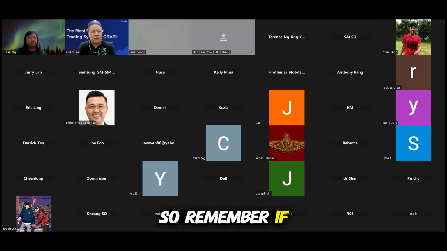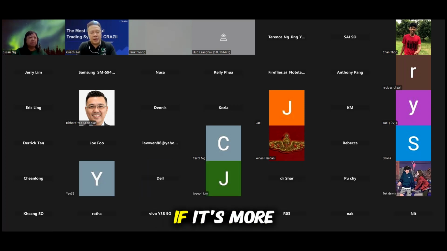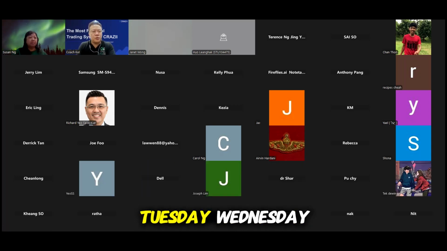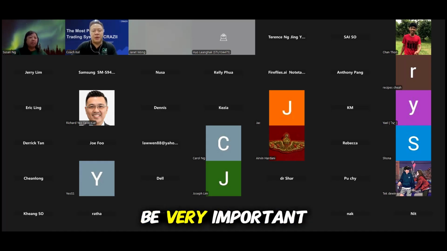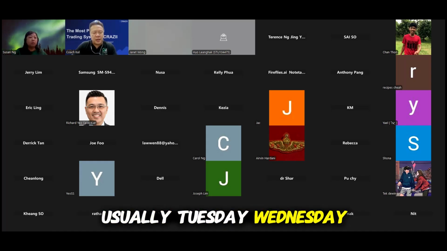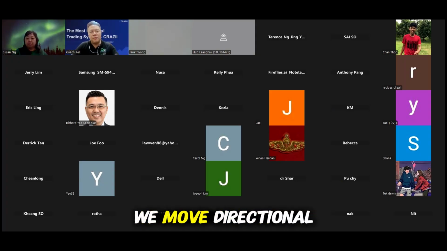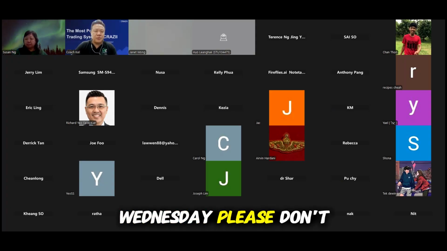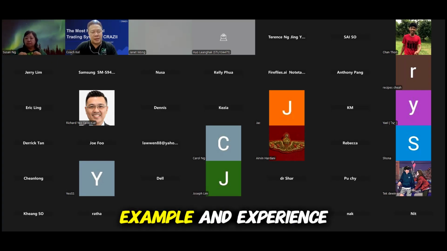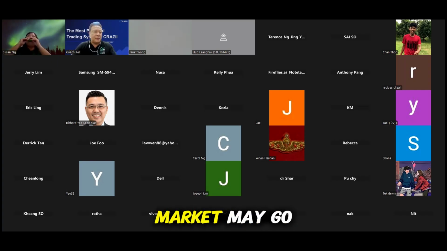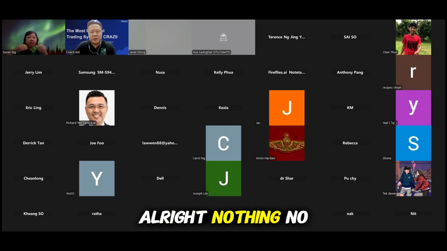Remember, if the market on Monday is more directional, Tuesday and Wednesday, please be careful because it's an FOMC meeting. This is going to be very important. Usually, if Monday moves directionally, on Tuesday and Wednesday please don't trade, or trade very small and take fast profit, because you will likely give back the profit if you just hang on. Of course, this is just example and experience. Who knows, the market may go up 3 days, 4 days. No one is for sure.